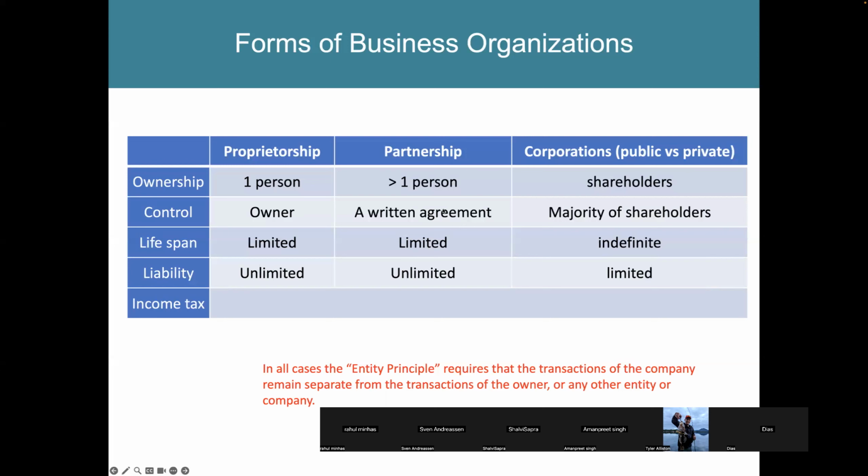Liability, only a corporation will have limited liability. The other two are subject to unlimited liability. Income tax, a corporation will file T2, and the proprietorship and the partnership will file T1. Okay, file T1.